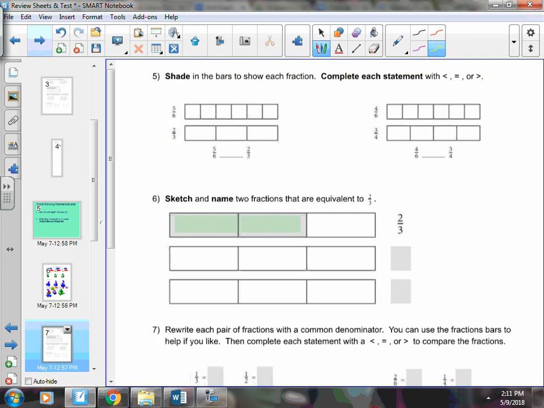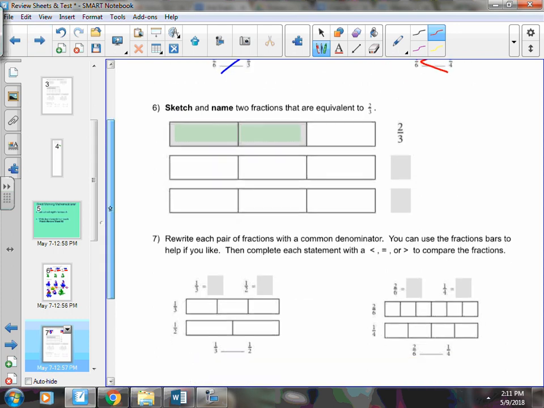Shade in the bars to show each fraction, and then it's either going to be less than, equal to, or greater than. 5/6 would be 5 out of the 6 sections. 2/3 is 2 out of the 3 sections. And I can easily see that 5/6 is bigger, right? There's more shaded stuff. The next one, 4/6 is 4 out of the 6 sections. The second one is 3/4. And I can see that 3/4 is bigger.